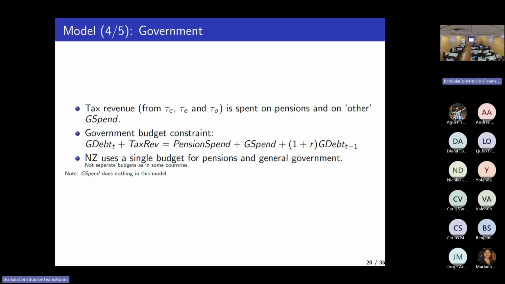Then we have government. It gets revenue from a variety of taxes that we've got to be roughly the same size relative to GDP as in the New Zealand data. And it spends it on 2 things. One is pension and the other one is G-spend. G-spend effectively disappears from the model and is just used to fit our path on government debt. In New Zealand, there is one budget for the pensions and all the other government spending. So this is how the government's budget does work in New Zealand, we just have one big combined budget.